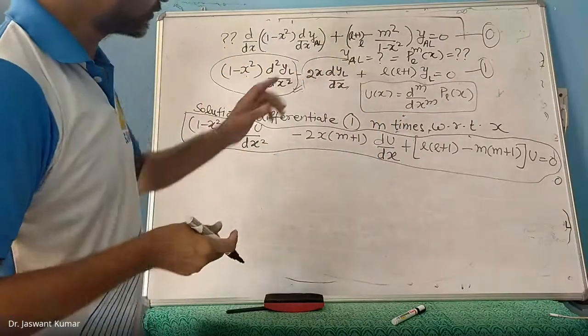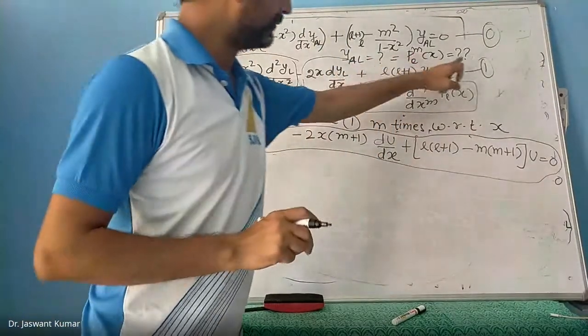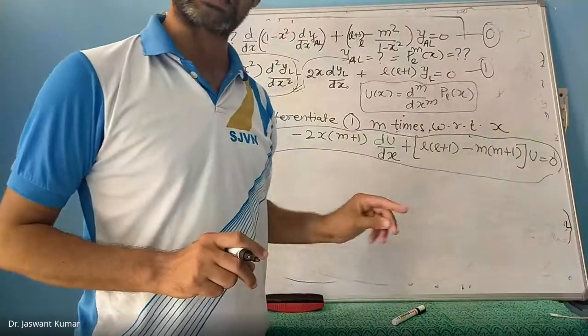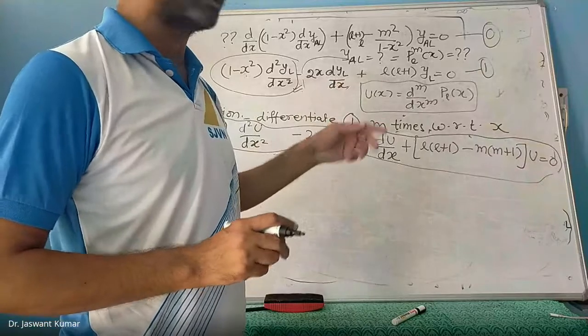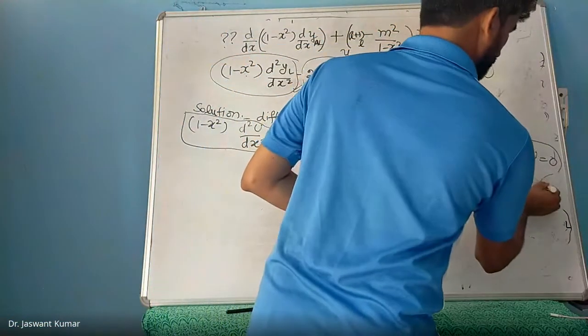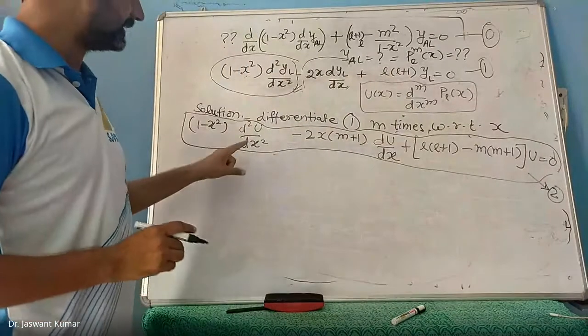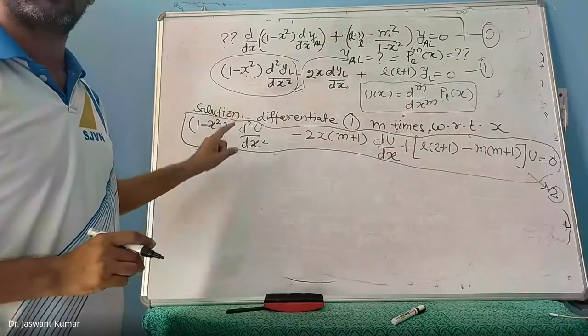Okay. So what have we done now? From equation 1 we have come to a new equation. You can call this equation 1a or 1b or equation number 2. So we have reached equation number 2 by just taking the mth derivative of equation number 1.